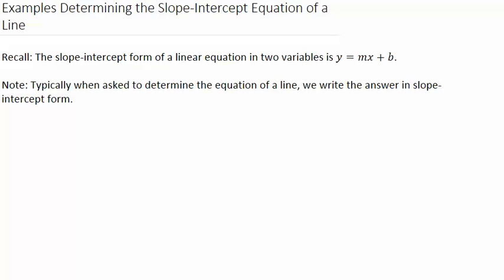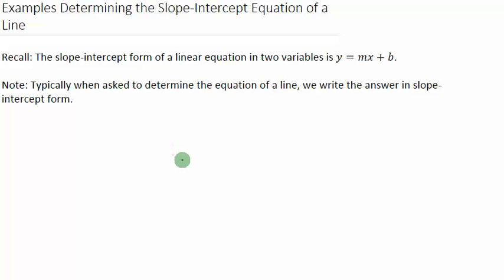Now let's look at examples where we're given information about a line and we use that information to write the equation of the line in slope-intercept form. I'll remind you the slope-intercept form of a linear equation in two variables is y equals mx plus b.